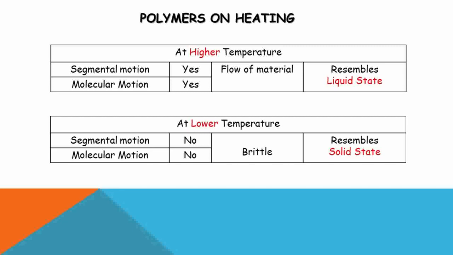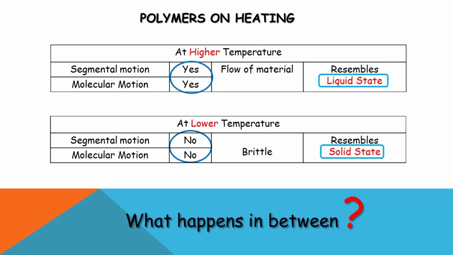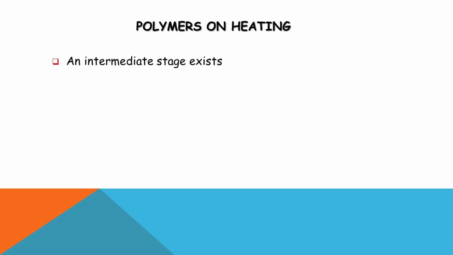Therefore, at higher temperature, where both segmental and molecular motions are activated, the individual polymer chains start moving apart and result in the flow of the material. This state resembles the liquid state of low molecular weight substances. Similarly, lower temperature, where both segmental and molecular motions are arrested, corresponds to the solid state of the low molecular weight substances. Then naturally arises a question: what happens in between?